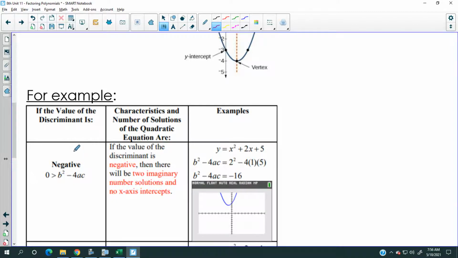Now, that said, if your discriminant is negative, you might have to take a little bit of notes. You don't have to write everything, but you should write this: if the discriminant is negative, meaning this. So look at this example.